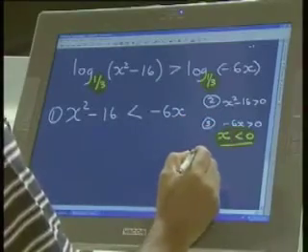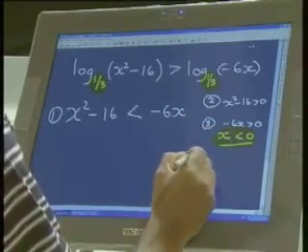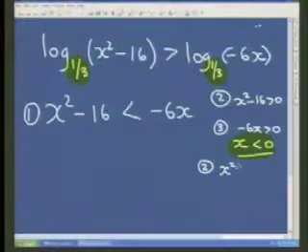X squared minus 16 is smaller than 0. I'm just going to do it here at the bottom. X squared minus 16 is smaller than 0. Do you have any idea how we solve this inequality, Maka?